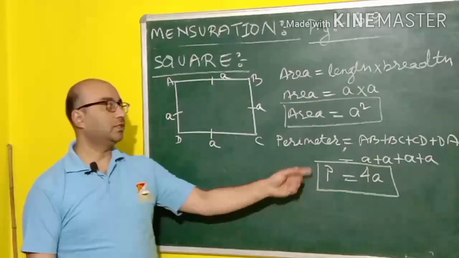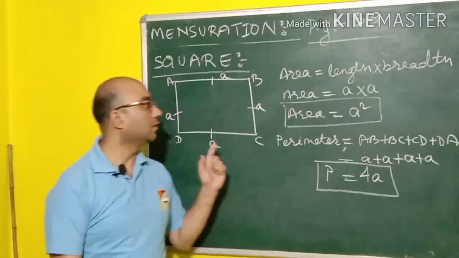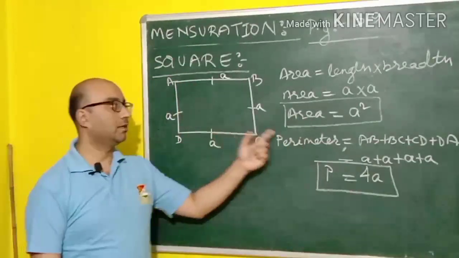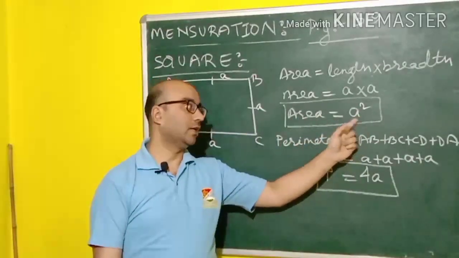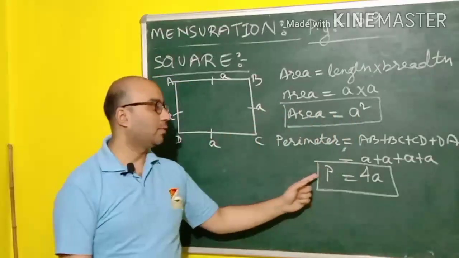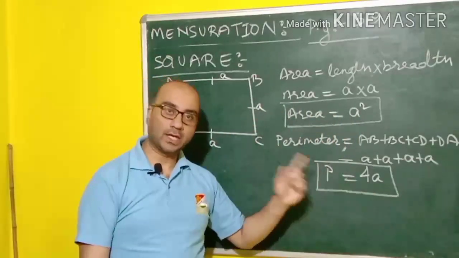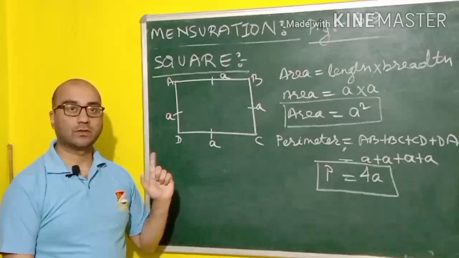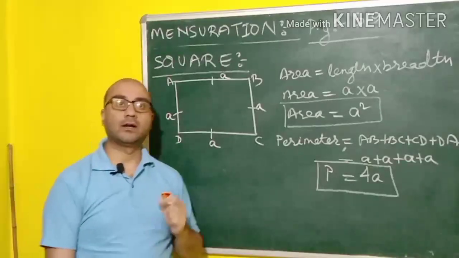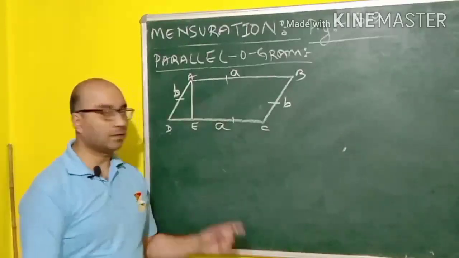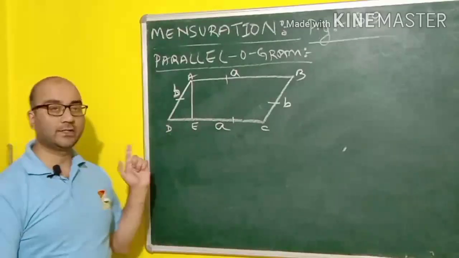So these are the two important formulas for mensuration of a square. Area is given by a square, where a is the side of the square, and perimeter is equal to 4a, where again a is the side of the square. Now let us see our next figure. Our next figure is a parallelogram. The next plane figure is a parallelogram.